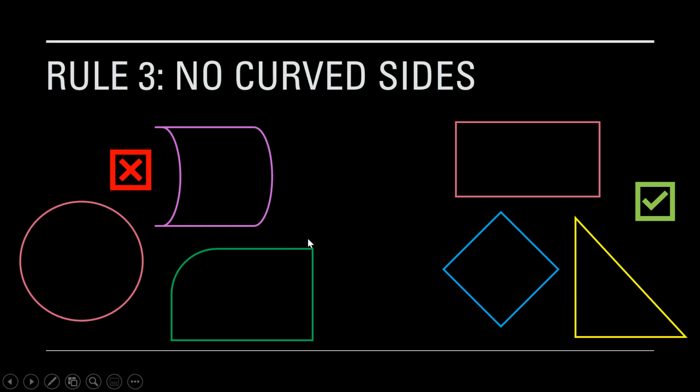And last but not least, rule number 3, it can have no curved sides. That means shapes like circles or hearts or ovals are not going to be polygons because they all have curved sides. Take a look at our rectangle and our rhombus and our triangle. Each side on these different shapes all have straight lines. Since they all have straight lines, they're going to get a check for a polygon.